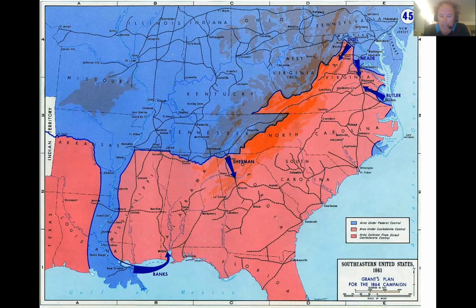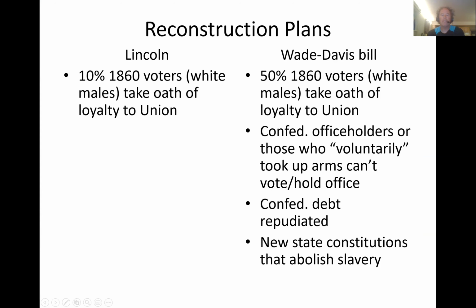Here's the military map of the country. You can see the Confederacy besieged by 1864, divided into two. The Union armies slowly prevailing in Virginia, much more quickly prevailing in Georgia, which sets the stage of how these former Confederate entities are going to be readmitted to the Union, because of course they seceded.